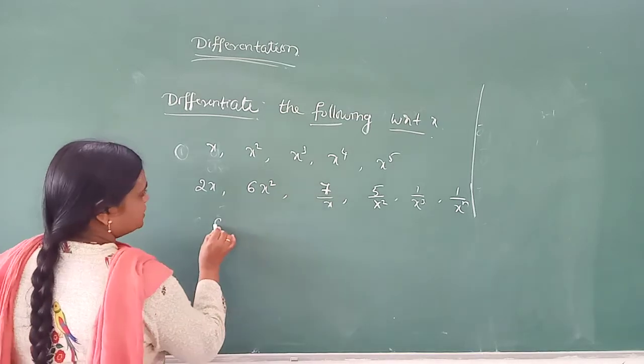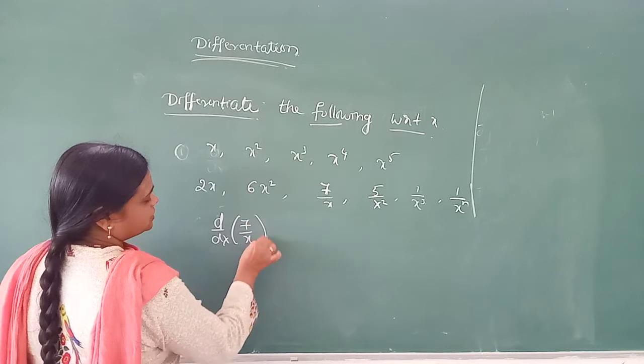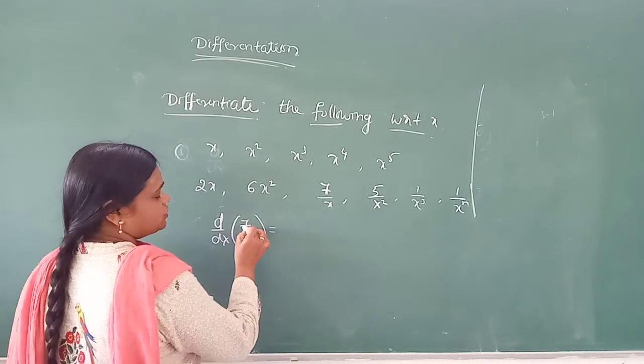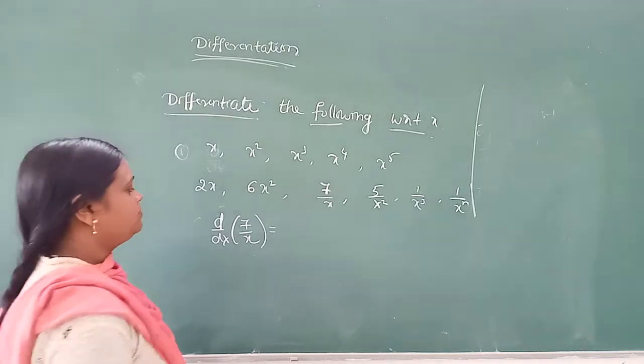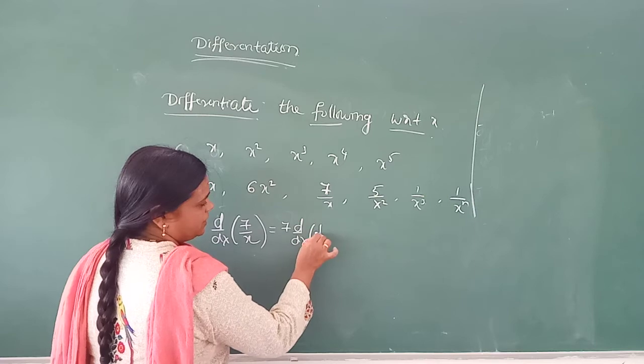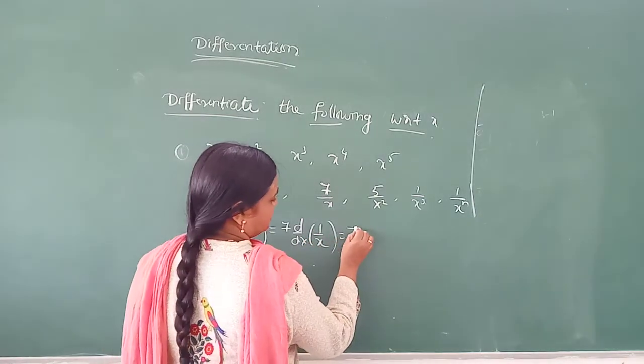Next example is d by dx of 7 by x. Correct. Differentiation of 7 by x. We can write here, which one is constant? 7 is constant. Better we take outside 7, d by dx of 1 by x. Correct. And we can write this is 7.